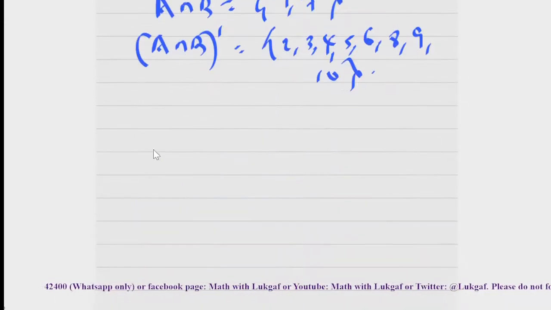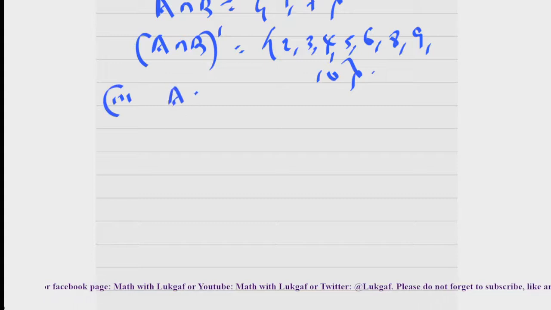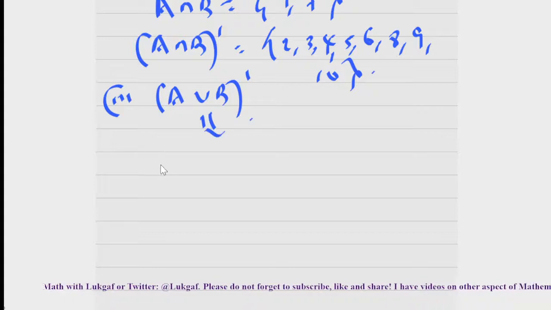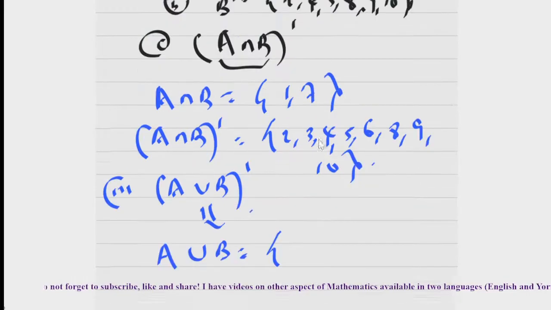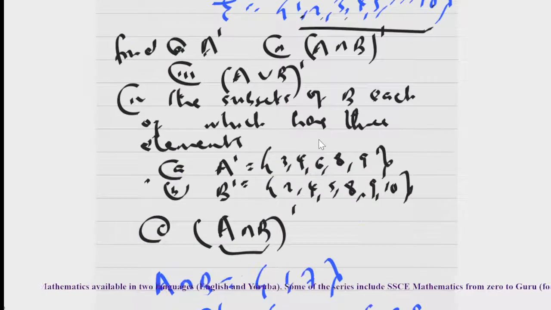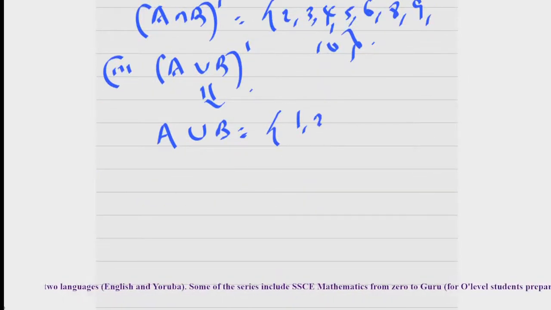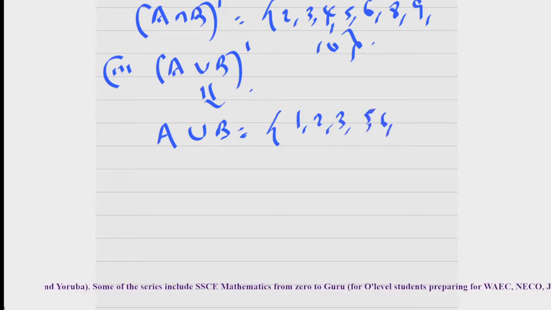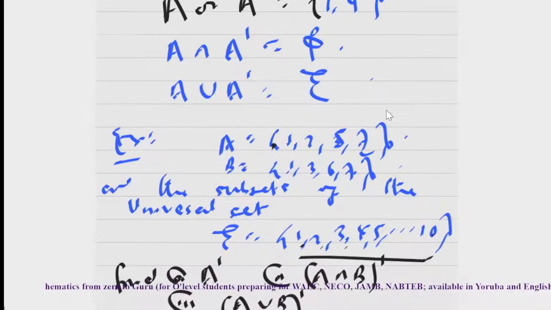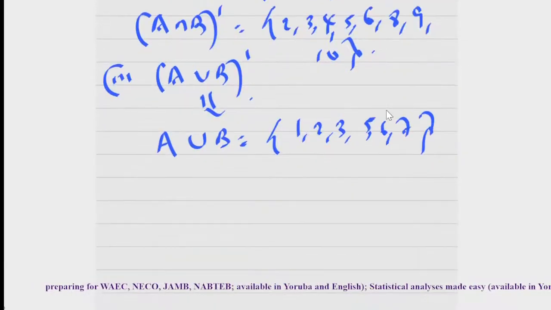Now the third question asks us to find A union B complement. Before we find that, you must obtain your A union B first. What is A union B? Elements in A or B or both. That should be 1, 2, 3, 5, 6, 7, right? Let us check it very well. The elements in A or B: 1, 2, 5, but 3 is in B, so you write 3, 5, 6, 7. Yes, I think we are correct.